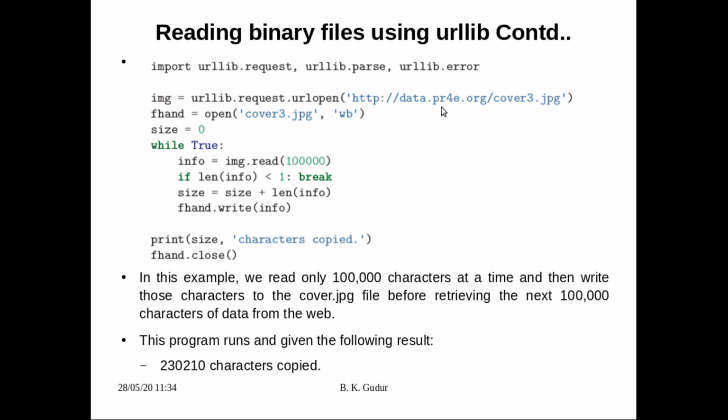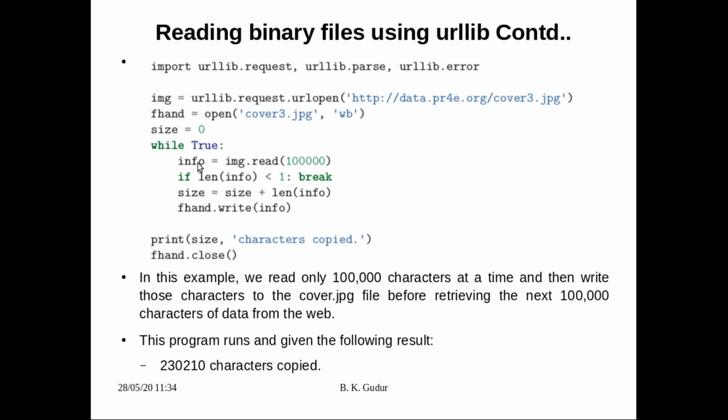and after we open this, the file handle will be in img. We are going to open one more file; this we have opened here is a link, and we'll open a file called the same cover3.jpg in binary write mode. Here initially we create a variable called size and initialize it to 0.